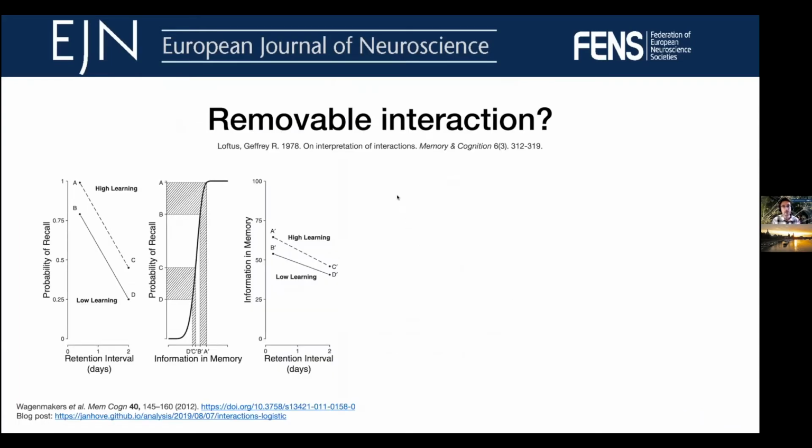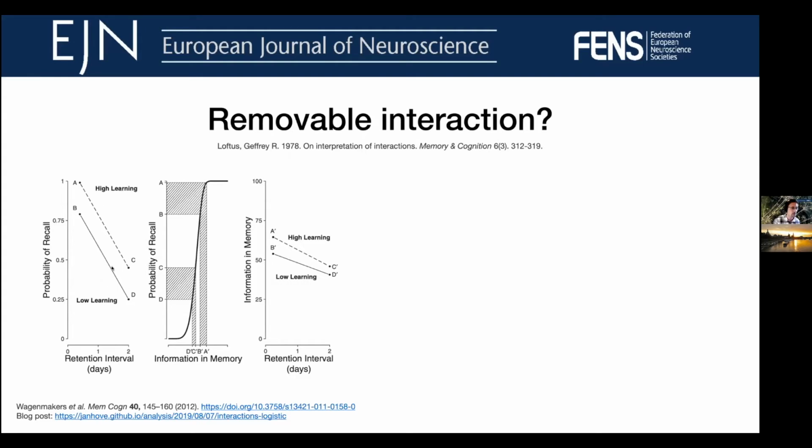Now, when it comes to interaction, things get even more complicated. And I would argue you need even more graphical representation. The problem has been clearly explained in this 1978 paper in the context of the psychology literature, but it applies to neuroscience as well. It's a very important problem that's typically ignored, in that quite often we measure one thing and we make inferences about another. So for instance, we might measure probability of recall, but we want to make inferences about information in memory.